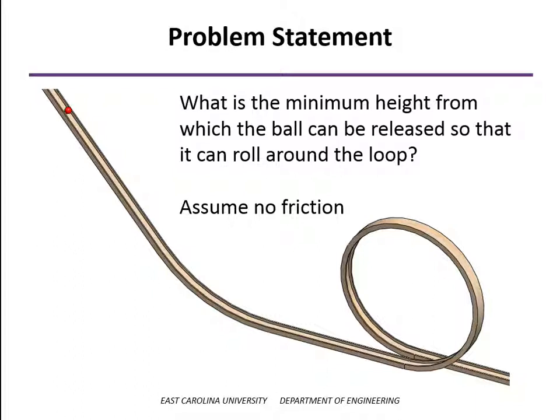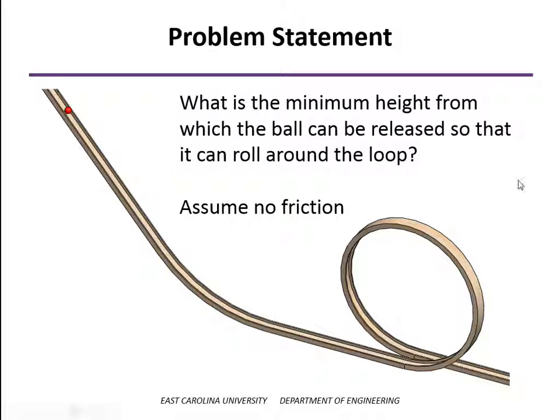We'll assume that there's no friction, which is an important assumption here because we can't use the conservation of energy if we have any non-conservative forces such as friction. Also, if there is no friction, then we don't need to know what the angle of the ramp is or what the geometry of the curve at the bottom is. The only thing that's going to be important is how high we drop it from.